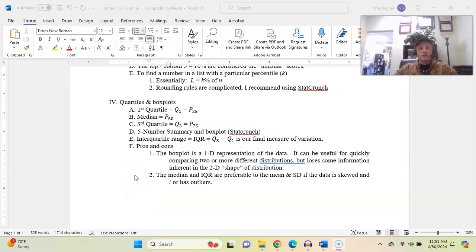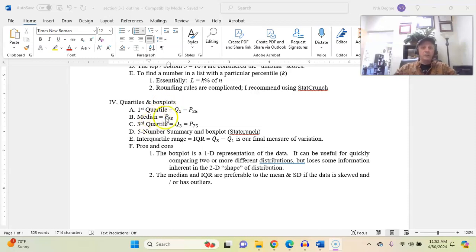There are a few special percentiles, which we call quartiles, because they divide the data up into four intervals, each of which contains an equal number of data points. So the first quartile is basically the 25th percentile. They're the same thing. It's also abbreviated as Q1. So that's the point that separates the lower 25% of the data from the rest.